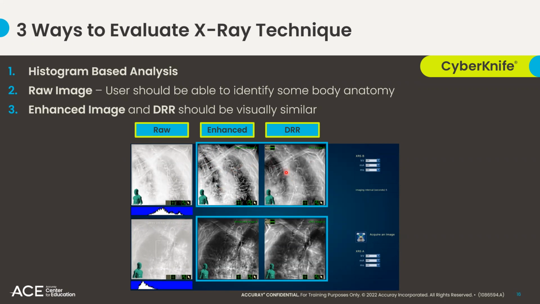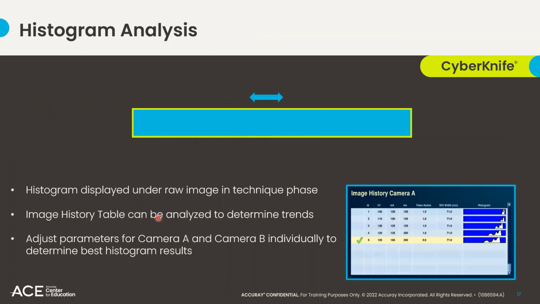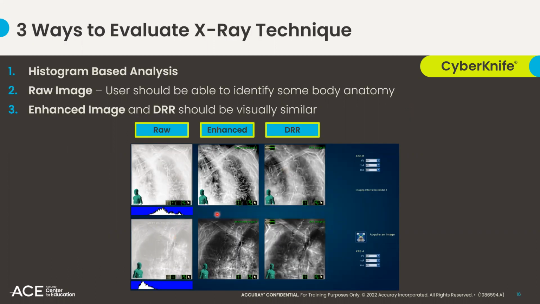You'll notice that all three ways of evaluating X-ray technique are subjective, meaning the opinions of what is acceptable may be different from one therapist to the next. The histogram analysis is considered the recommended method because we're looking for specific characteristics in the histogram. So let's look at that in the next slide here. If you can imagine, this rectangle is that rectangle underneath your raw image. So we're looking at this box right here.